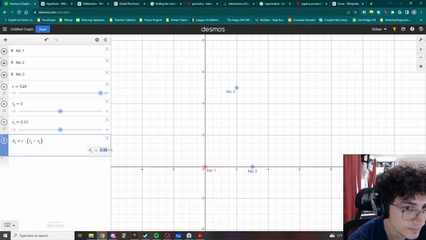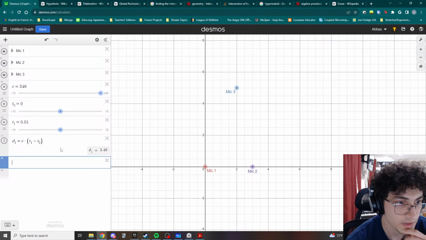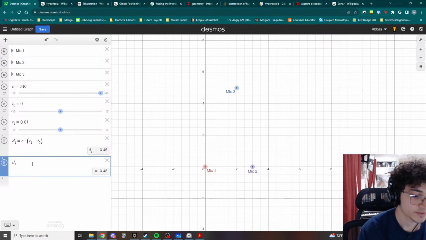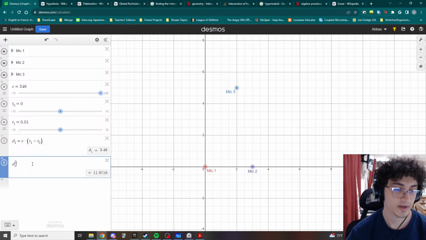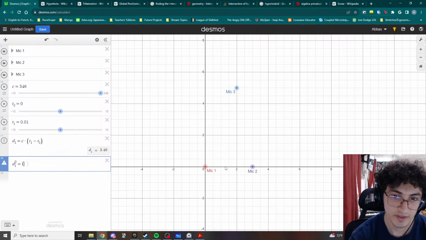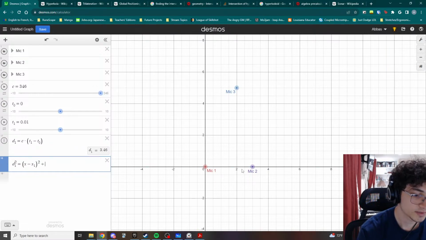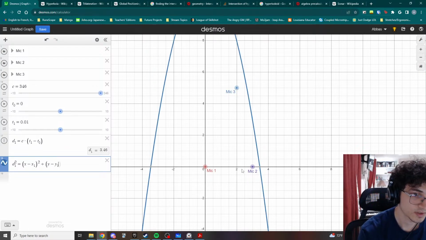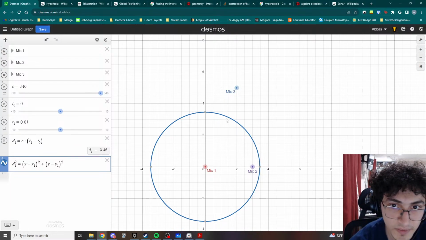And so this is the distance between the speaker and the first microphone. If I do D1 squared, using the Pythagorean theorem, I can find that for the first microphone, in the x direction, x minus x1 squared plus y minus y1 squared. It's going to give this circle of all of our possible solutions. So this is where the speaker could be.